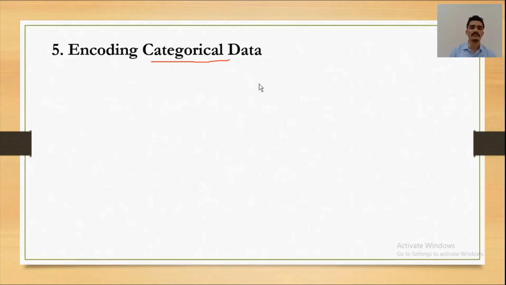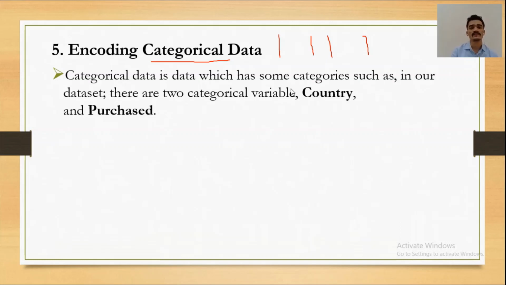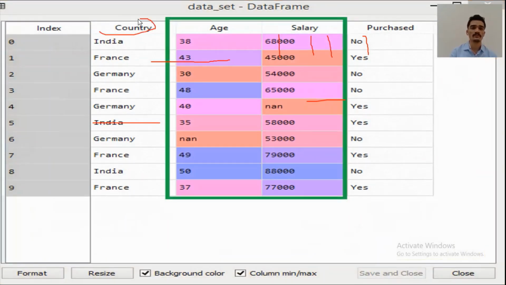Category. In the previous slide we saw country and purchased. That is what is meant by category. Numerical means age and salary, like this. So categorical data is data which has some categories, such as in our dataset there are two categorical columns: country and purchased.